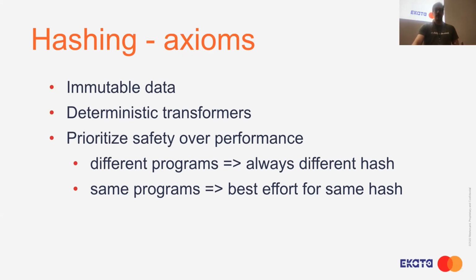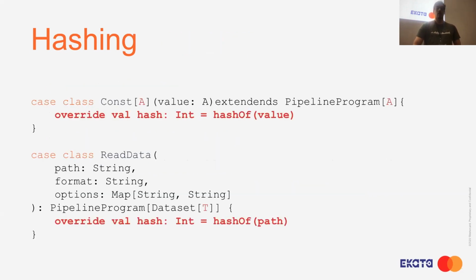So let's see how this hashing is then implemented for the constructors. For the const, it's pretty easy. We just take the JVM hash value of A, and then read data is just the hash of the path, which for the string is consistent between runs. But again, data has to be immutable for this to work.